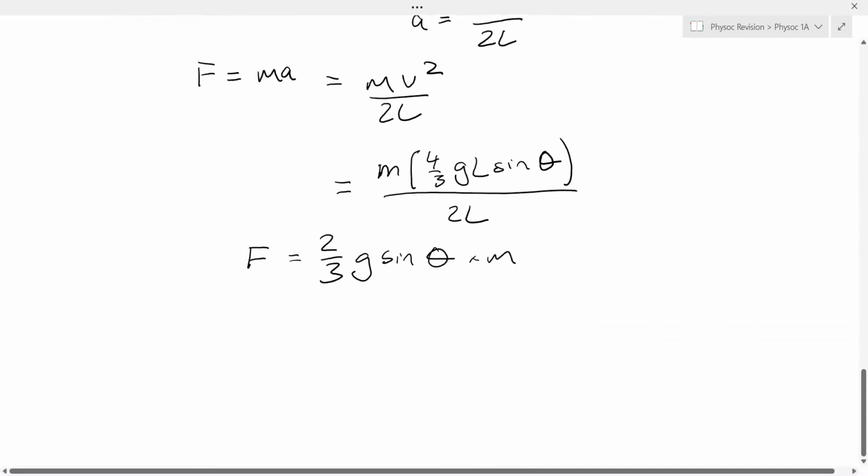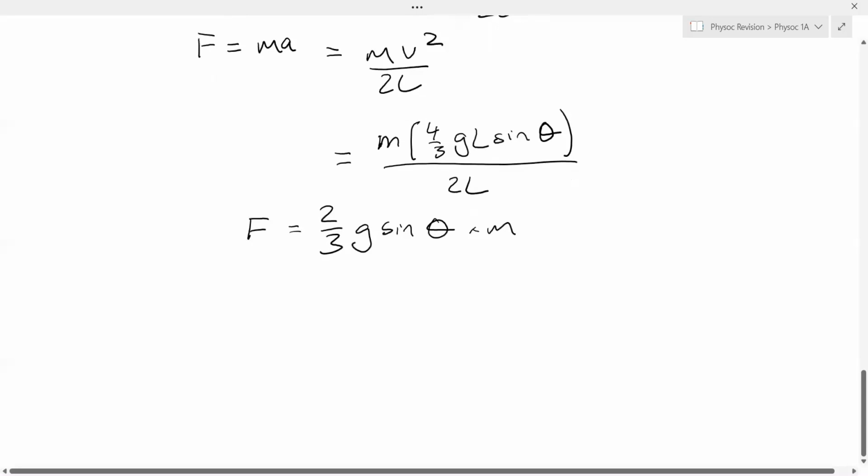And we have all those values: g is 9.81, and the angle and the mass were given. So the total answer for this ends up as 21.2.